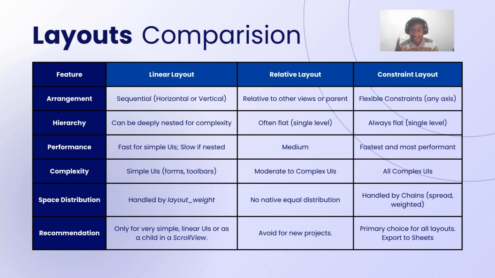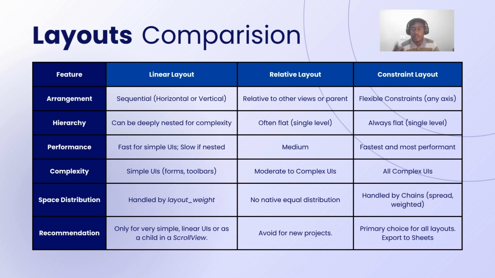Performance. Linear is slow if nested, relative is medium, and constraint is the fastest and most performant, the winner of the performance race. Complexity. Linear is for simple UIs, like forms and toolbars. The relative layout, moderate to complex UIs. Constraint layout, it handles all complex UIs.